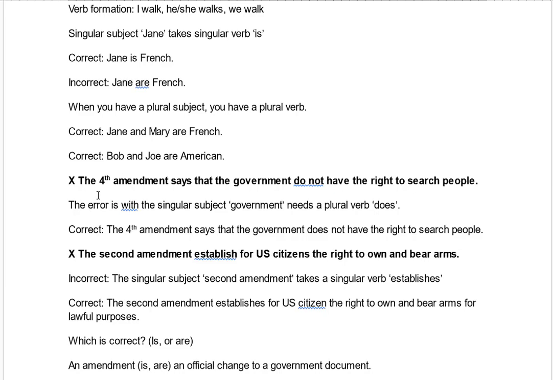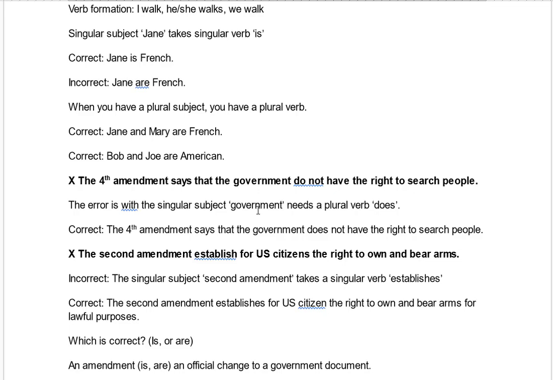The Fourth Amendment, which is a singular subject, says, and this is actually correct, because he says, I say. So the singular subject, Fourth Amendment, takes the singular verb says, that the government, here's the mistake, does have the right to search people. Because government is a singular subject, you need the singular does, because do is for we do, they do. Do is for plural subjects. So that's why this is incorrect.